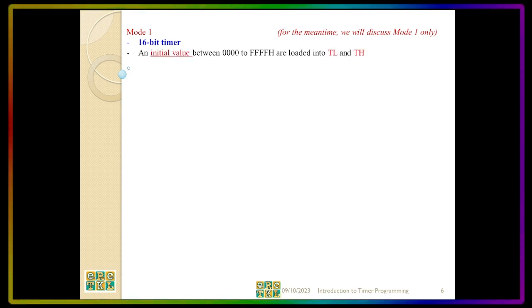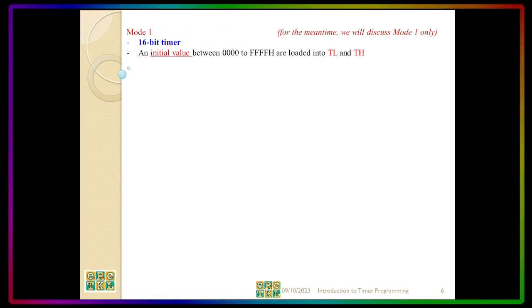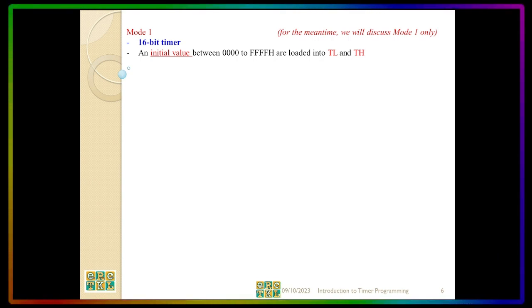So again, let's focus ourselves on mode 1. Mode 1 is a 16-bit timer. This is for the meantime. We will just discuss mode 1 so that it will be easier to understand the next topics later on. An initial value must be assigned to mode 1, which is only possible between 0 to FFFF in hexadecimal number. And these numbers will be loaded into TL or the low byte of the timer and TH or the high byte of the timer.